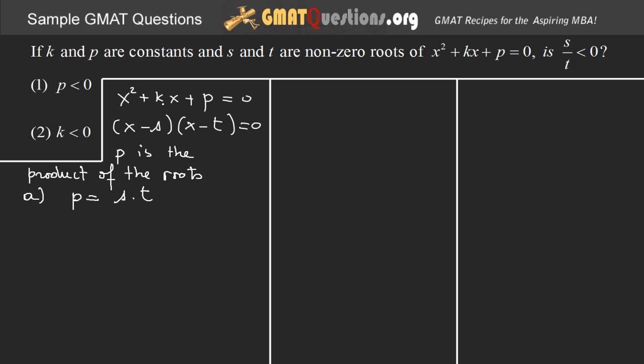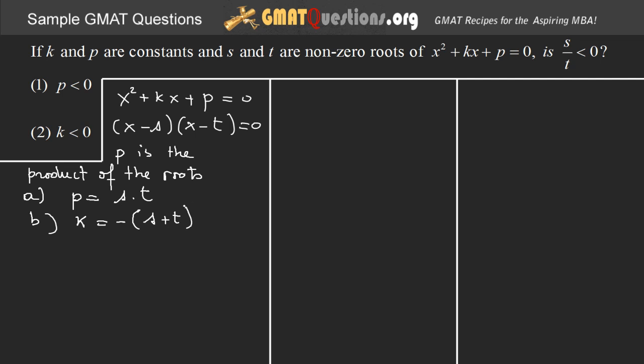Also, this k is the opposite of the sum of the roots. Let's write that down. k is actually the opposite of the sum of the roots. The sum of the roots is s plus t, and k is the negative of that. So these are two very important rules. If you don't remember them, they are right here. In high school we learn this, and this can be important.